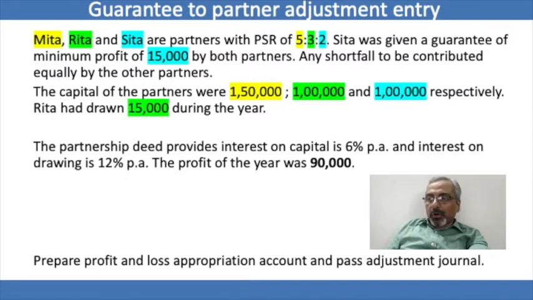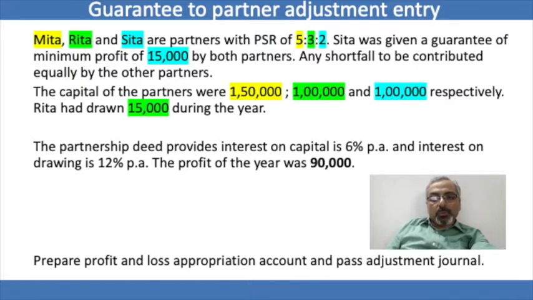The capital of the partners were 1,50,000, 1 lakh and 1 lakh respectively, which means the capital of Meeta was 1,50,000, and capital of Rita and Sita were 1 lakh each. Rita had drawn 15,000 during the year, therefore there is only one partner who has drawn 15,000 during the year. The partnership deed provides interest on capital at 6% per annum, interest on drawing at 12% per annum. The profit of the year was 90,000.